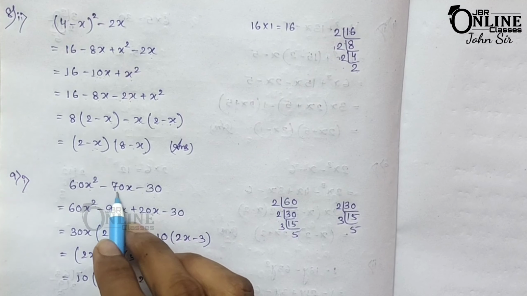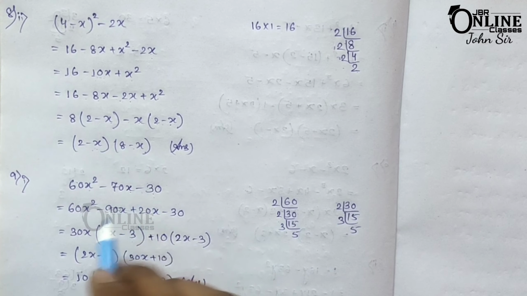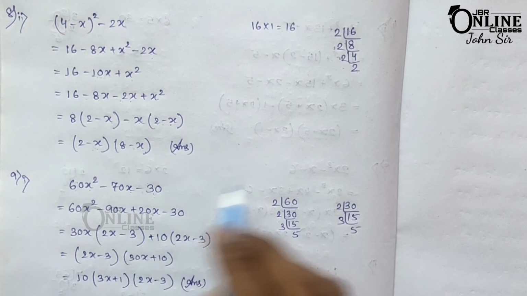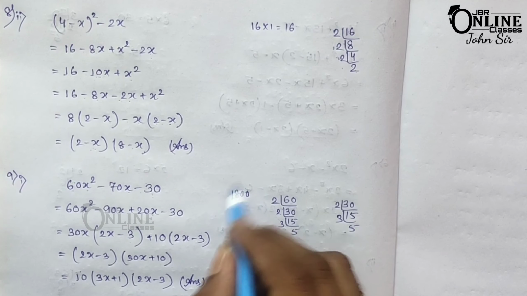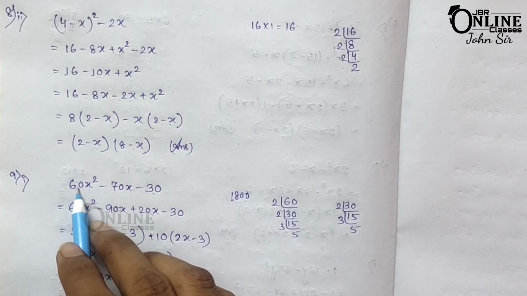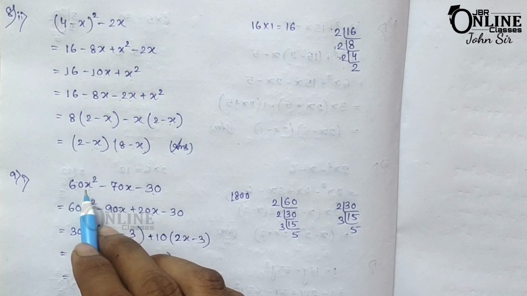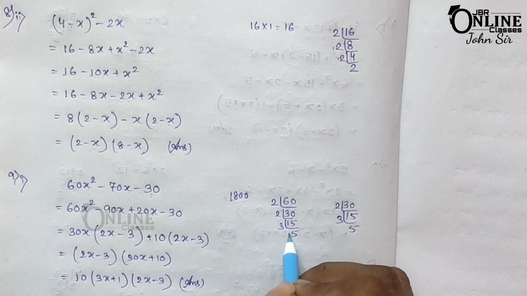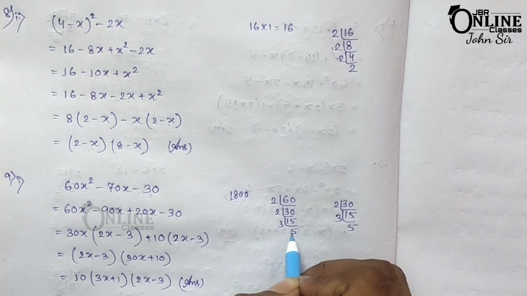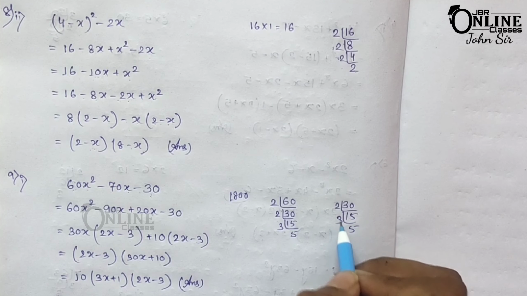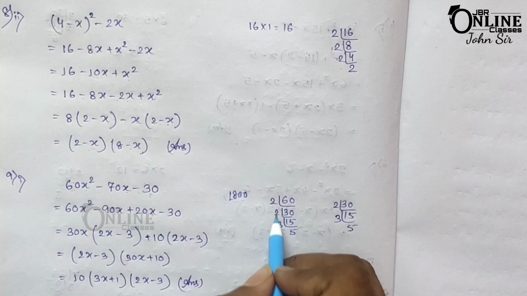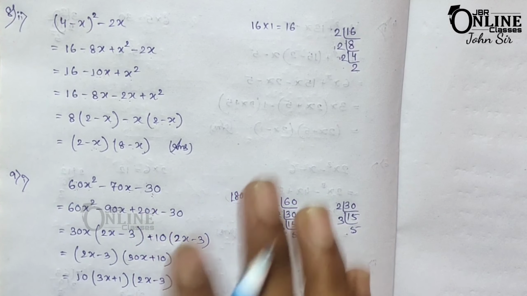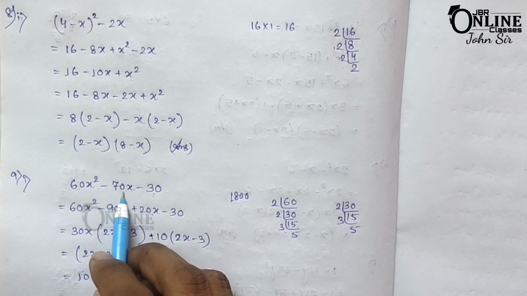Next one, sum number 9(1): 60x square minus 70x minus 30. First you have to multiply 60 with 30, and you will get 1800. It's a bigger term, so do one thing, factorize 60 and 30 separately. The factors of 60 are 2, 2, 3, 5, and the factors of 30 are 2, 3, 5. So you have a total of 7 factors. Now with the help of these 7 factors, you have to make 70.